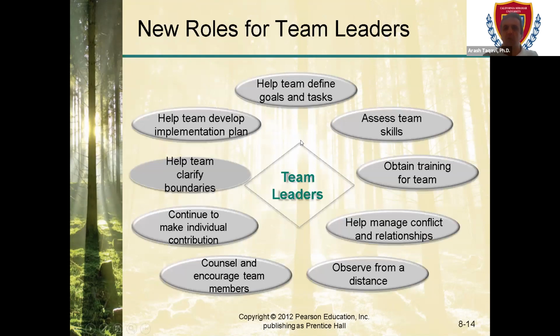And new roles for team leaders. For team leaders, we have different parts. Help team define goals and tasks. Team leaders are goal setters. Assess team skills. Is the team at the proper level of skills? Obtain training for the team. It's very good. Help manage conflict and relationships.